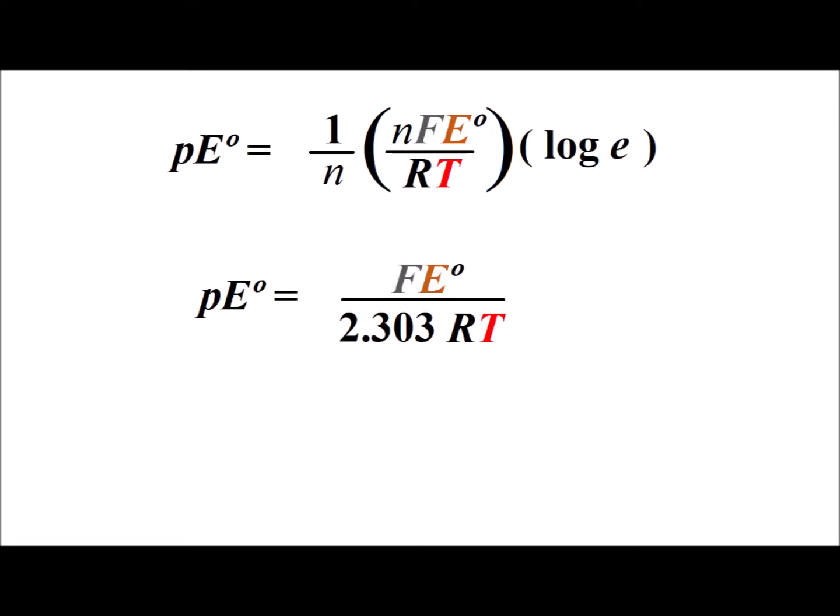Then we use the fact that we can cancel n's and write down an explicit number for the logarithm of e, which is 1 over 2.303, to get a resulting expression for Pe naught in terms of the standard reduction potential, E naught.